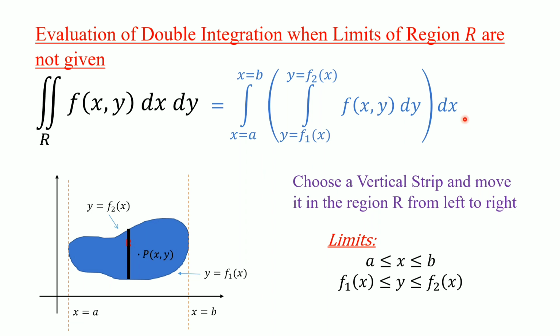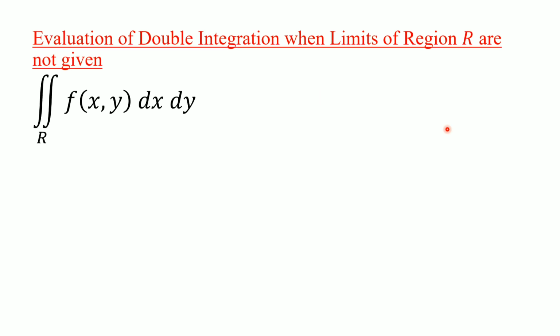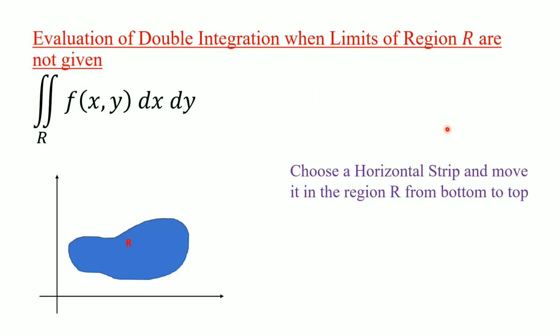So this is how we can solve it. By choosing a vertical strip, we got these limits. You can observe here, when we choose a vertical strip, the limits of x are always constants and the limits of y are functions of x. Therefore the order of integration is first with respect to y and then with respect to x. Now instead of a vertical strip, you can choose a horizontal strip also.